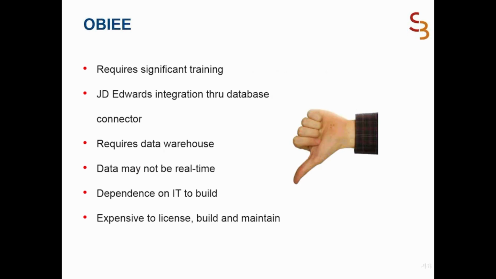So OBIE is a comprehensive business intelligence platform. It can provide you almost all the reporting capabilities that you would ever need. But what are some of the drawbacks? Well, with a platform of this size, significant training is required. IT must be trained in order to design and build a data warehouse, as well as how to create the reports. Users will need significant training to understand all the capabilities of how to utilize these reports.